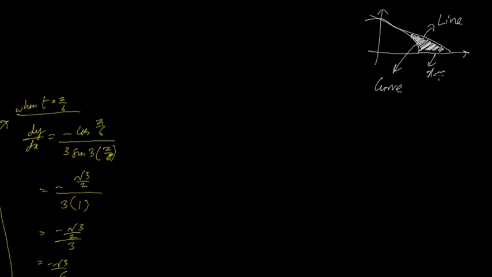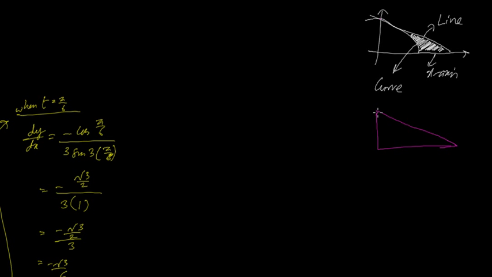In C2, this is called a type 3 sum, where you have to find a region bounded by three things: the curve, a line, and the x-axis. So the region is bounded by a curve, a line, and the x-axis. For this, we first find the area of this triangle.